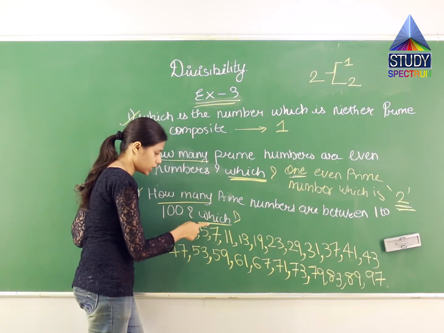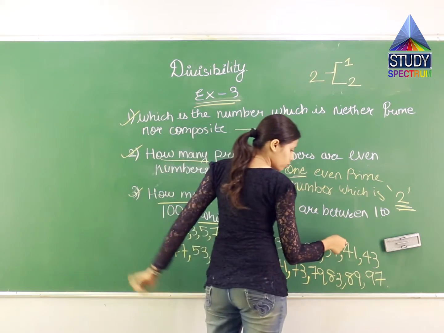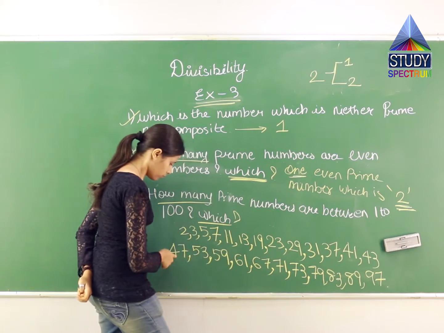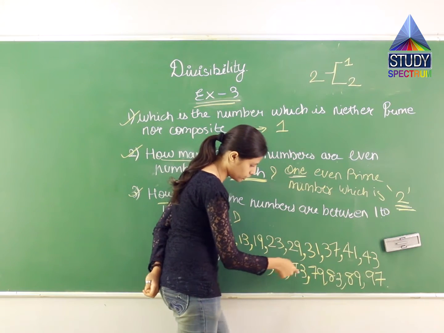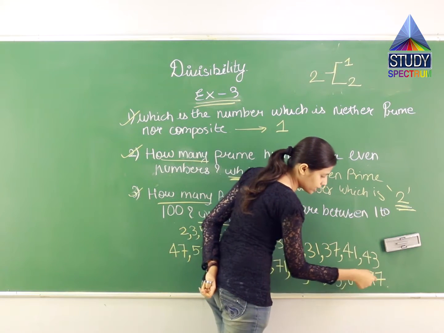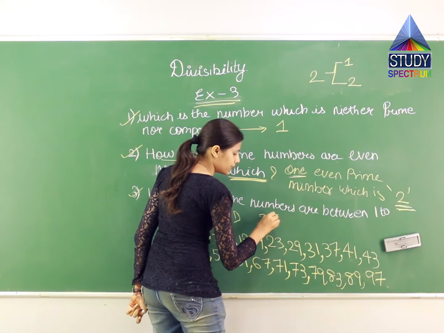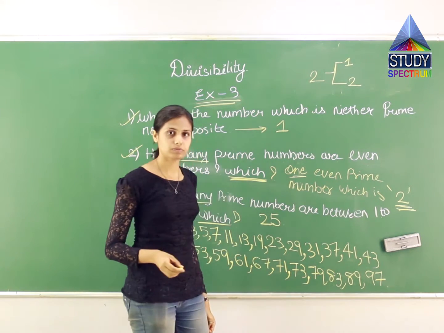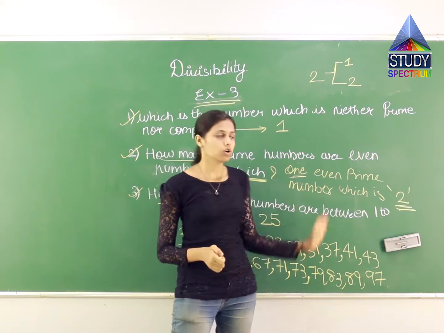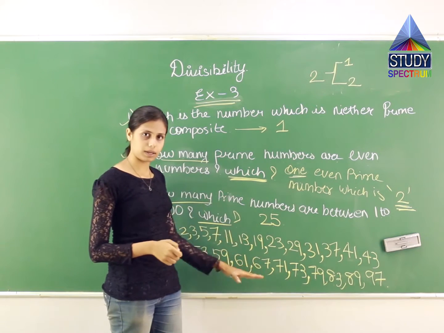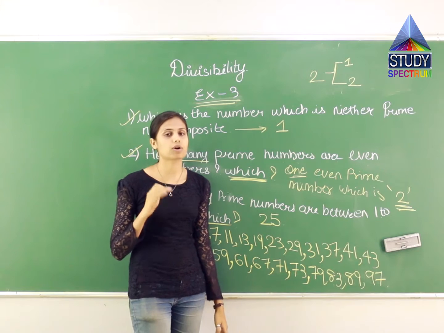1, 2, 3, 4, 5, 6, 7, 8, 9, 10, 11, 12, 13, 14, 15, 16, 17, 18, 19, 20, 21, 22, 23, 24 and 25. So we have how many? 25 numbers which are prime numbers between 1 to 100. So this is what you have to learn, that is all the prime numbers between 1 to 100 and tables from 1 to 20.